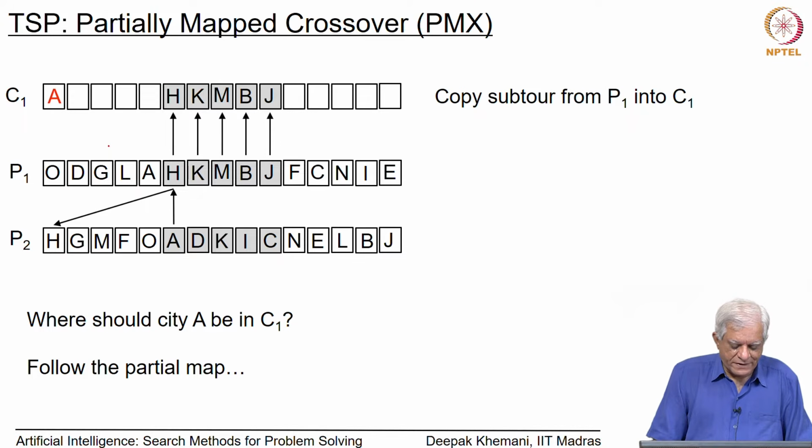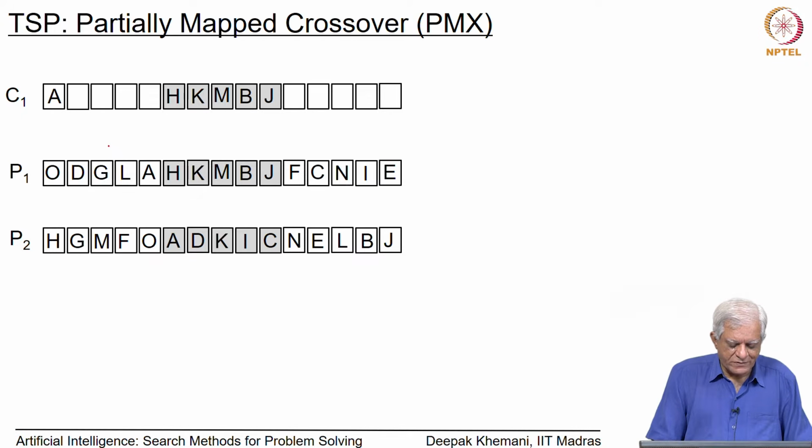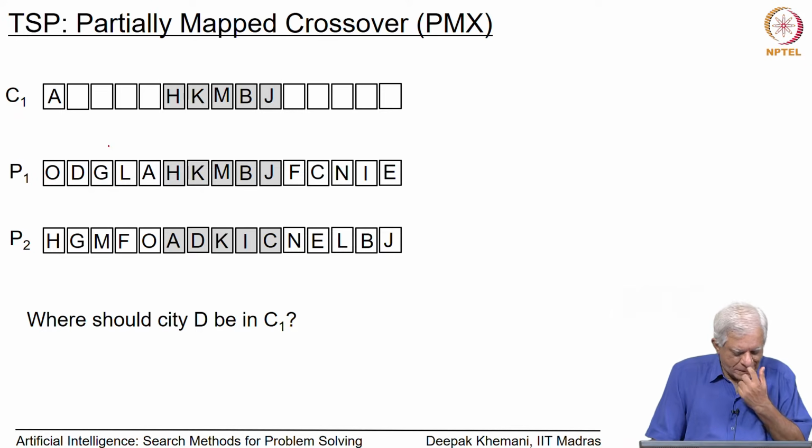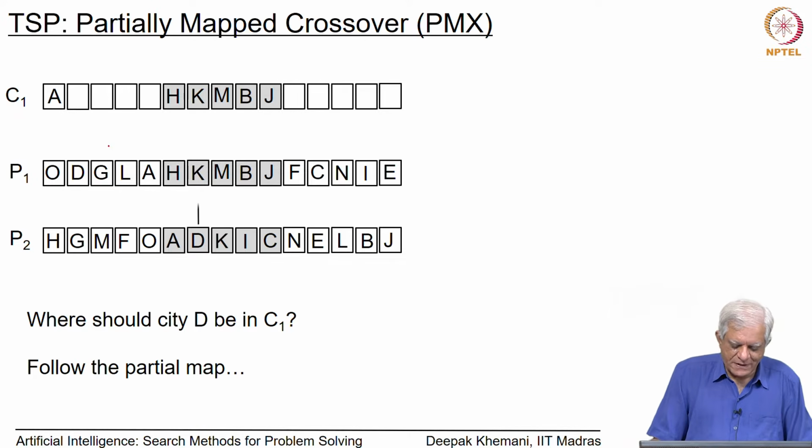So, let us look at the next city, which is D. Where should we place D? In child 1, we do the same process, we follow the partial map. From D we go to K, but K is already there in the subtour. So, we follow from K to M and we find the location for M, and that is where we place the city D essentially.